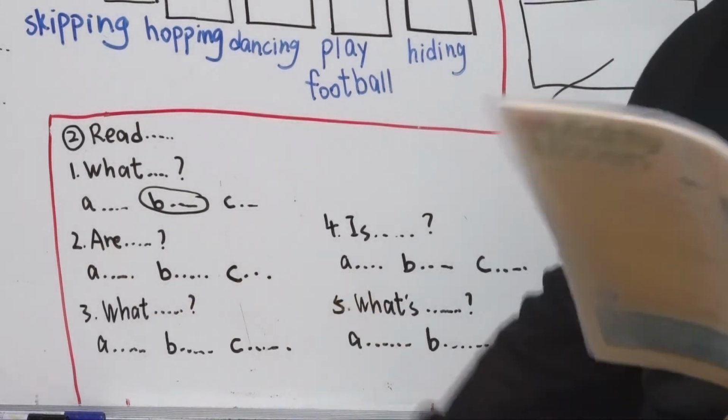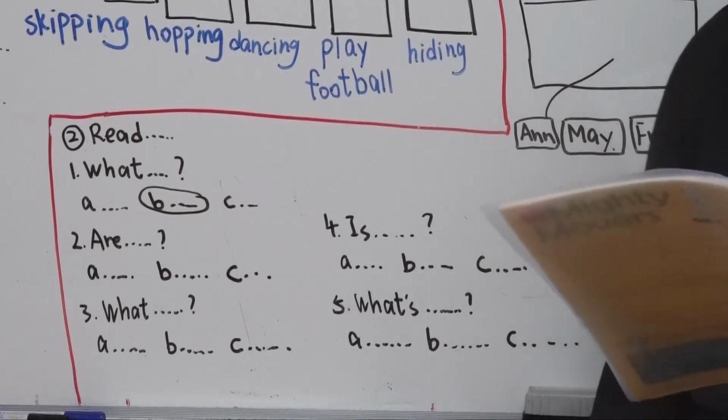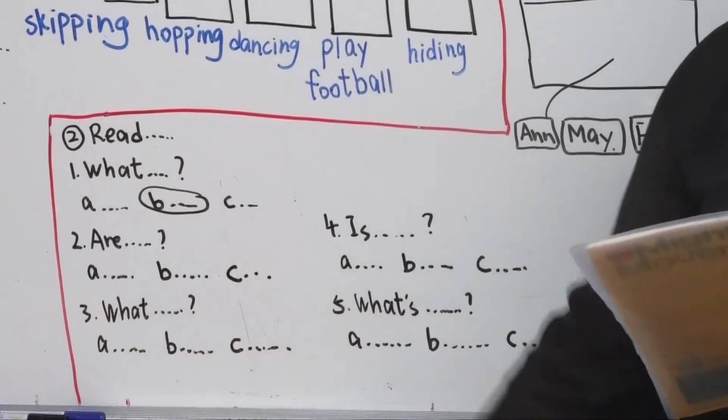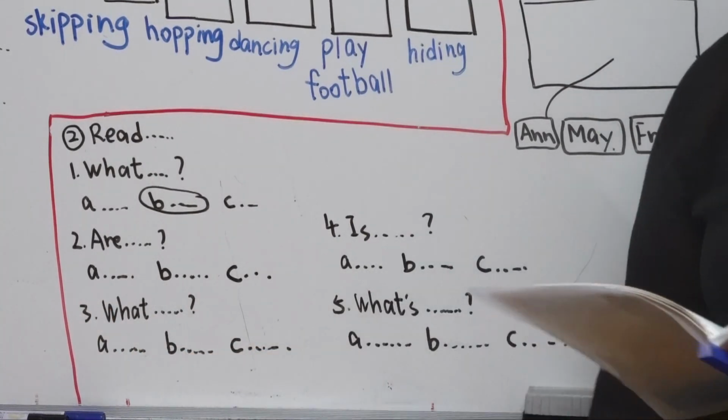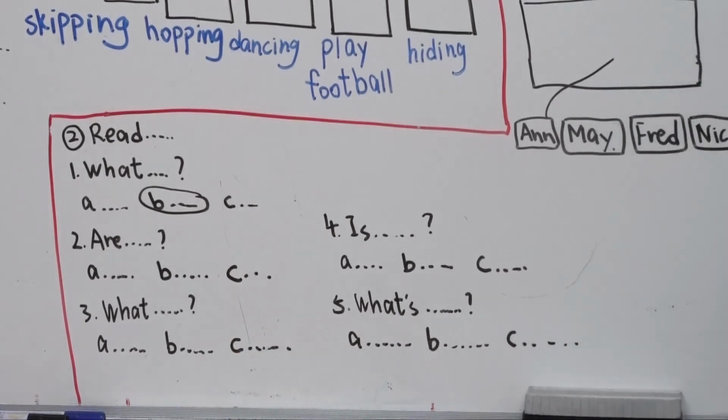Number 2. What's the question for number 2? Are you good at sport? A, yes, it's good. B, yes, I do. C, yes, I am. Which one do you think is the correct answer? B. Yes, I do. Are you good at sport?